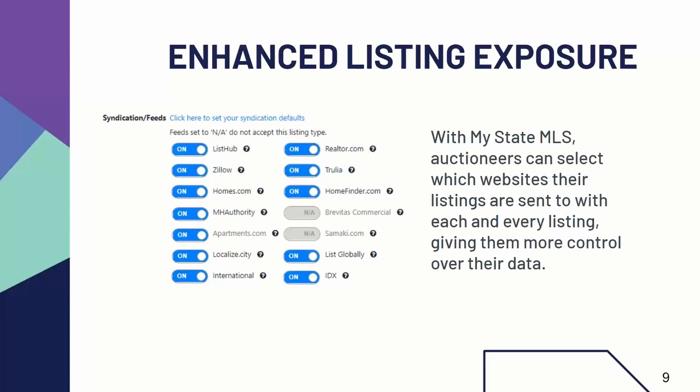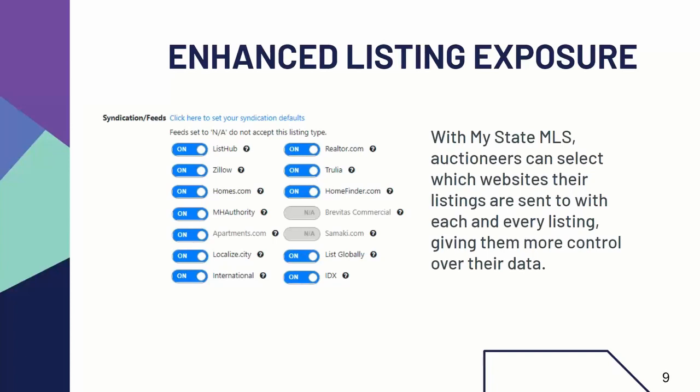And what kind of sites are we talking about? Well, each time you put one of those auctions into My State MLS, you get full control as to what sites your listing is going to be displayed on. And as I mentioned before, we have Realtor.com, Zillow, Trulia, Homes, Home Finder. We also syndicate to ListHub, which sends out to about another 6 or 7 dozen sites across the country. Then we also do international syndication, sending out to dozens of sites around the world.